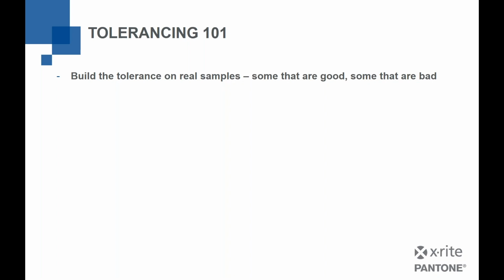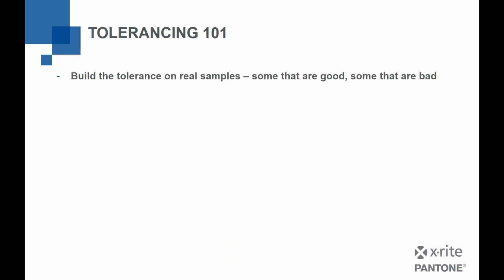Now, in some cases, you may have a customer who comes to you and tells you, I need you to make this for me, and this is my tolerance. And they give you the number and everything. You're pretty much set. You just go with that. But if you don't have that, or you have to set your own tolerancing, do it on real samples.